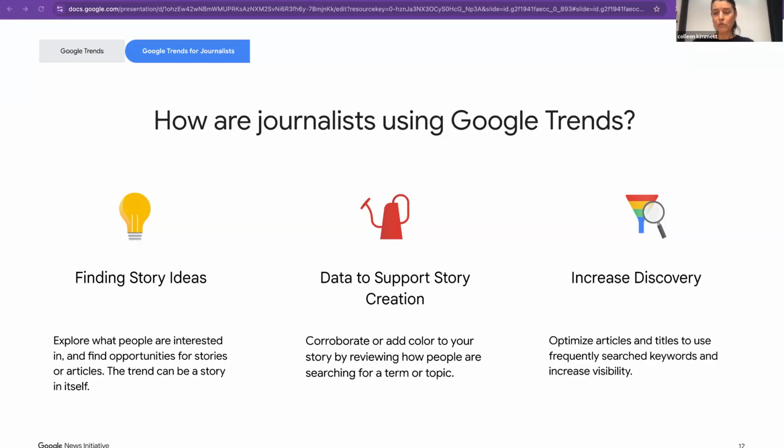You can also increase discovery, so searchability, with Trends: which keywords or titles might be searched more frequently compared to others. So, for example, and we can take a look at this one, were people in the winter of 2021 searching more for Freedom Convoy or for Trucker Convoy?